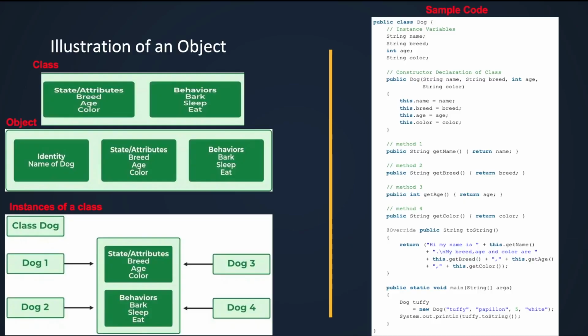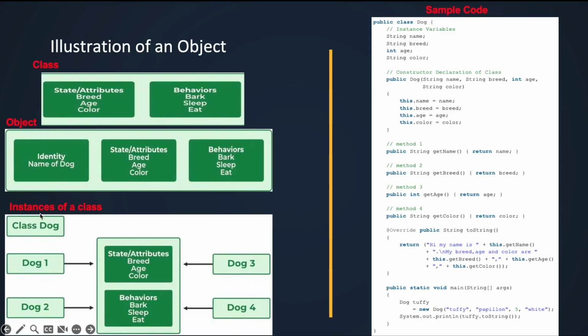So let us see a very good example of it. Here we are creating a class called dog. This dog has the attributes breed, age, and color. Similarly, the dog has the behaviors bark, sleep, and eat. When we try to create objects for this class dog, then we have the object identifier, then the attributes of the dog, and the behaviors of the dog. So this is the object.